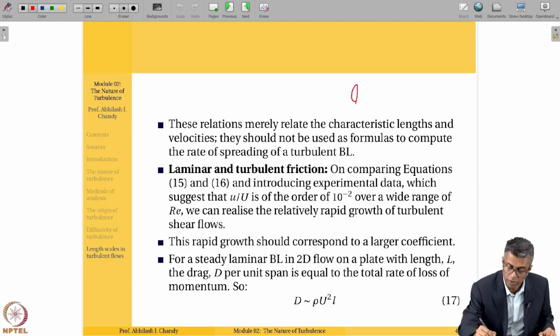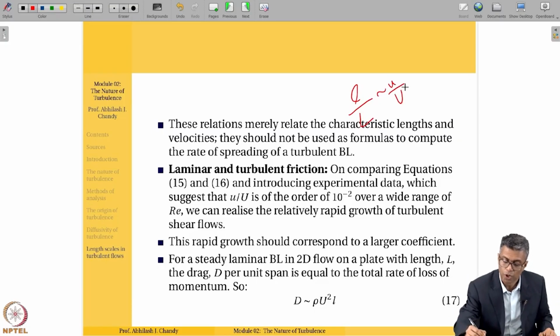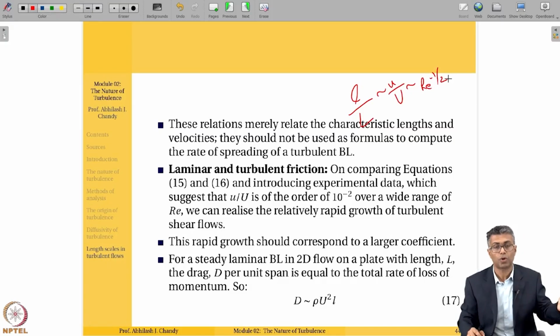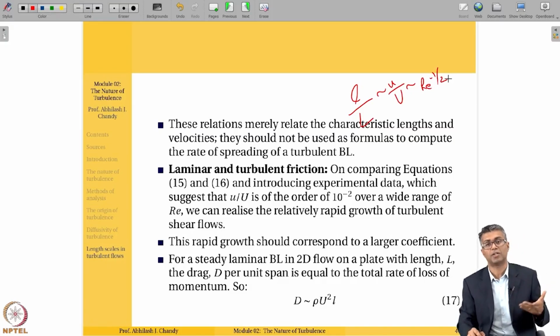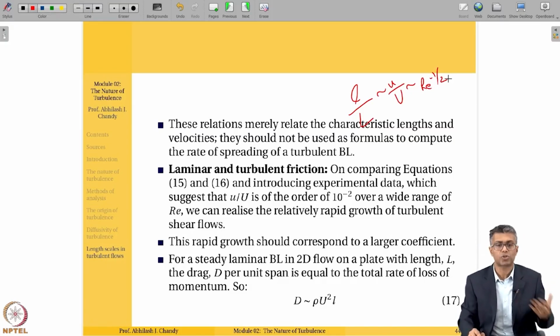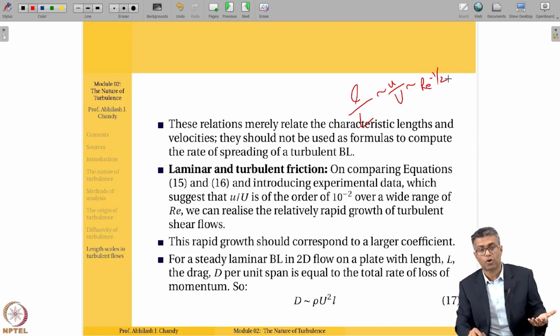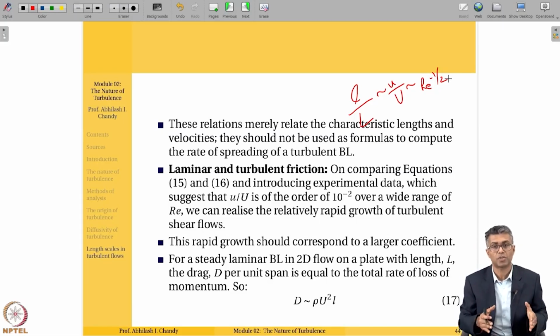Because l over capital L is of the same order of magnitude as u over U, which is of the same order of magnitude as Re to the minus half, isn't it? Because we showed earlier that l over capital L is Re to the minus half. So u over U is also Re to the minus half. That's where we are getting this from. And now value-wise, u over U is of the order of 0.01, which means over a wide range of Reynolds numbers, we see a rapid growth of turbulence.